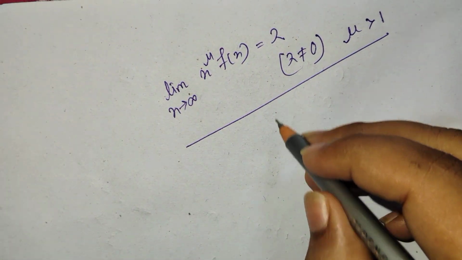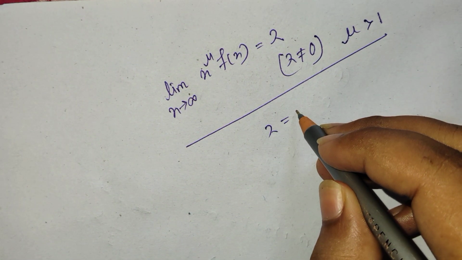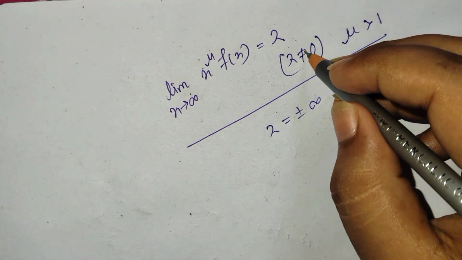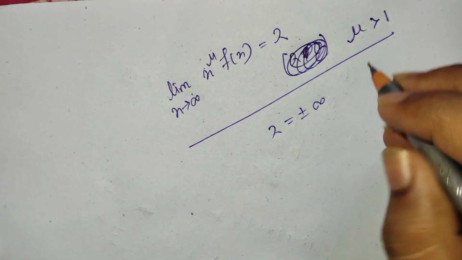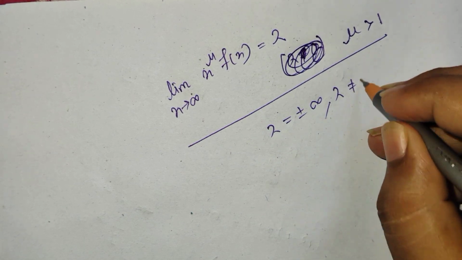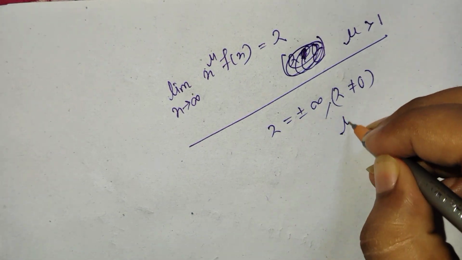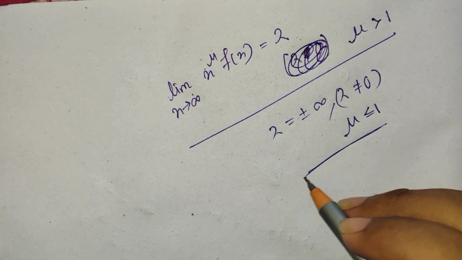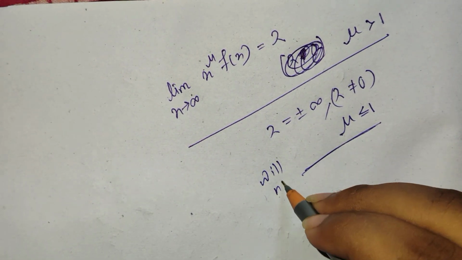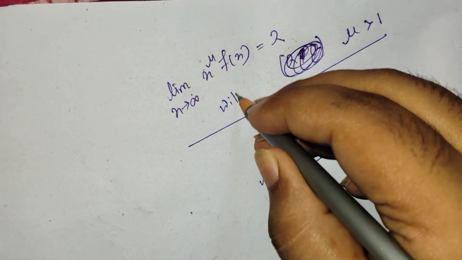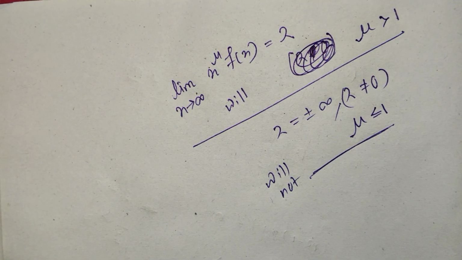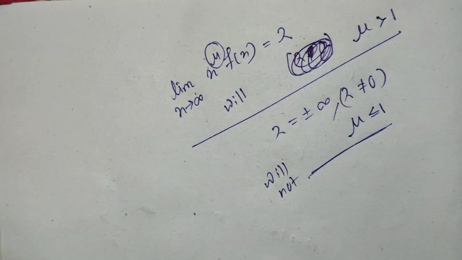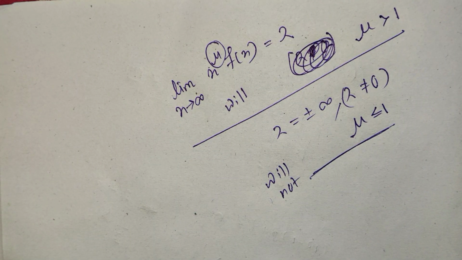Like if we are saying that lambda is equal to plus minus infinity, sorry for the mistake, plus minus infinity and lambda not equal to 0 and mu less than or equal to 1, if this happens, then it will not converge. Hopefully you can understand, this is the fundamental law, but the problem is finding mu. So let's talk about an example.